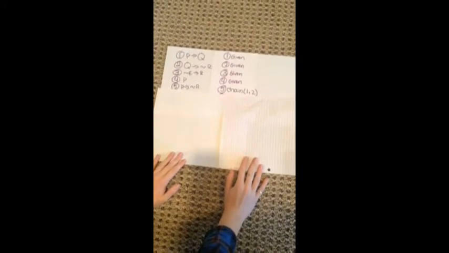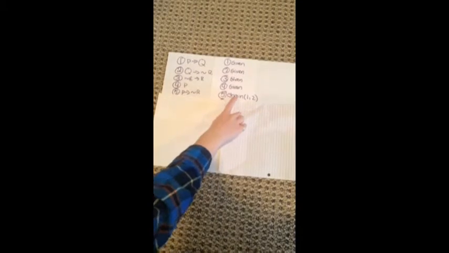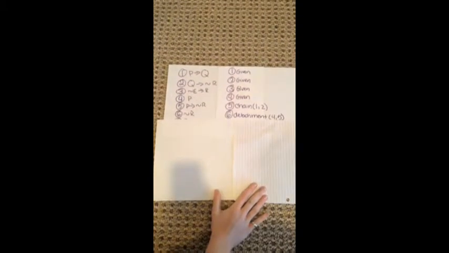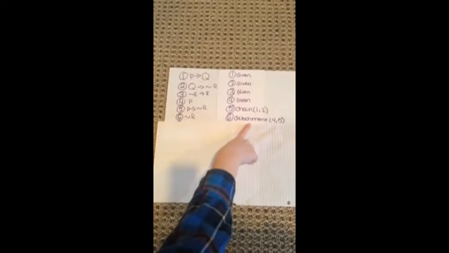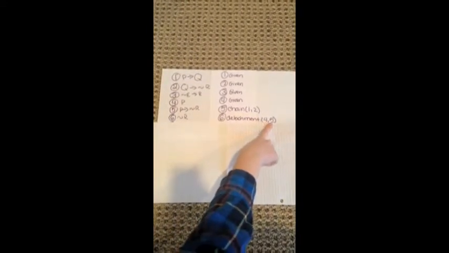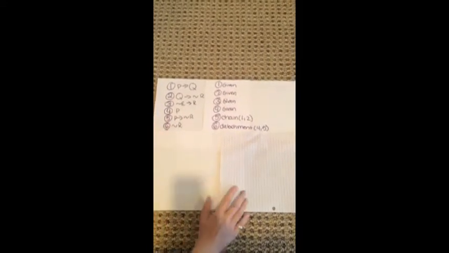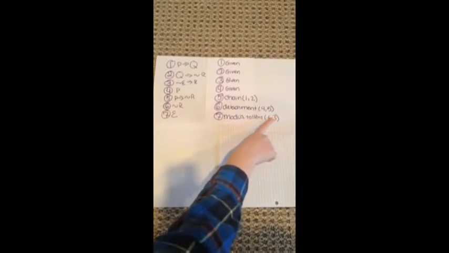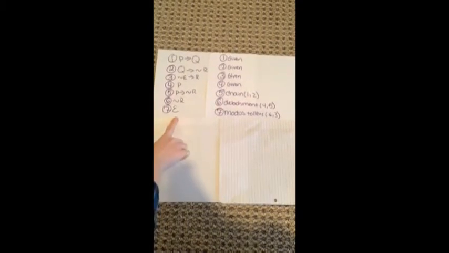Next step, by using chain rule of 1 and 2, you can conclude P to negated R. The next step, by using the law of detachment of 4 and 5, you can conclude negated R. The next step, by using modus tollens of 6 and 3, you can conclude E, and that is what you have to prove.